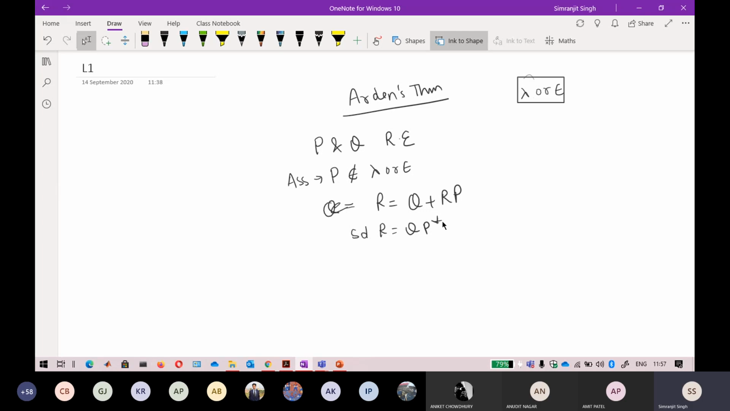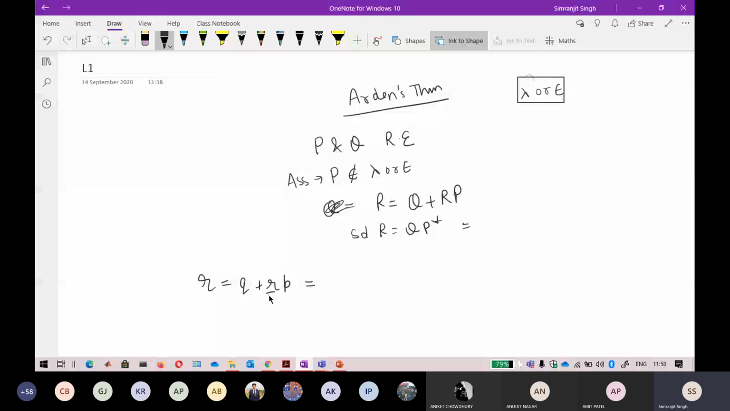Now if you remember the properties of regular expressions, I will tell you how it can be written. I am taking this expression R, writing it in lowercase, Q plus RP. Don't worry about that, it is one and the same thing. Now the solution of R is given as QP star. So replace the value of R here.